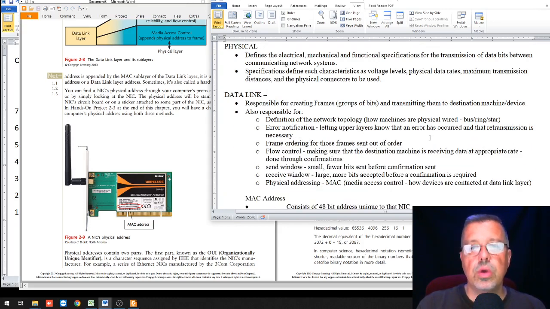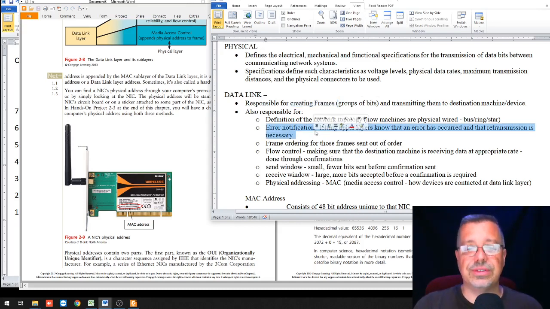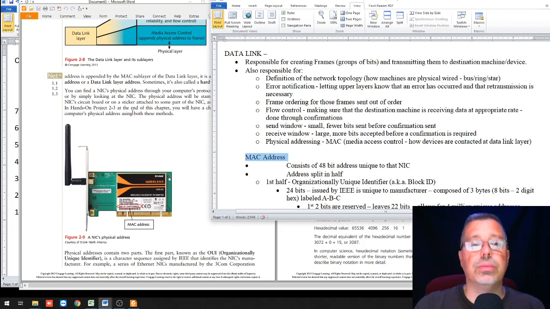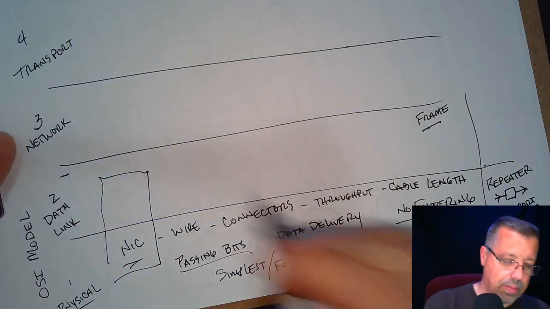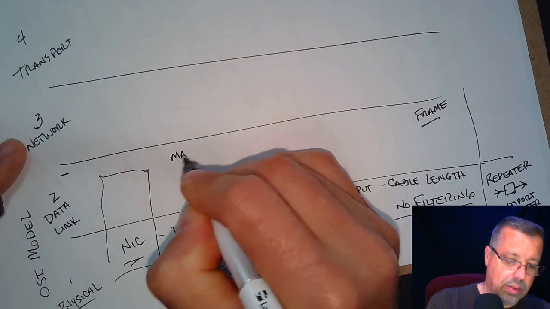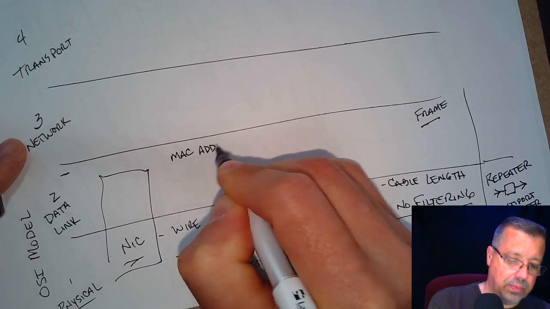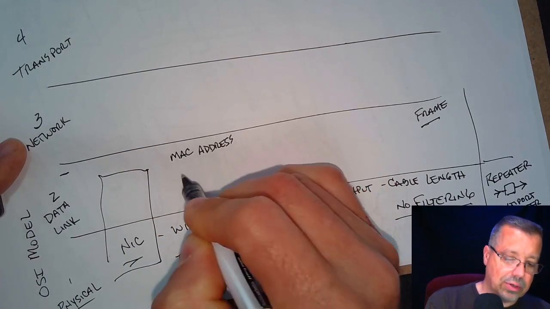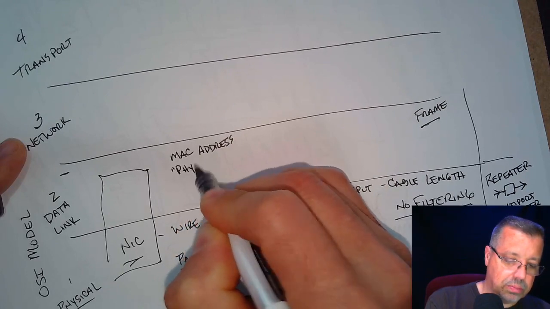We get down to data link, responsible for frames. We get error notification. We said the error notification at the second layer, it was damaged, because we used the CRC in the frame check sequence, which we'll get to in a minute. Flow control, and we'll get to physical addressing. The MAC address is probably the most important thing that we'll have here. If we go back here, the MAC address. All right, so the MAC address is known as the physical address.